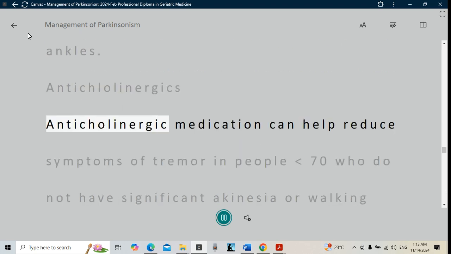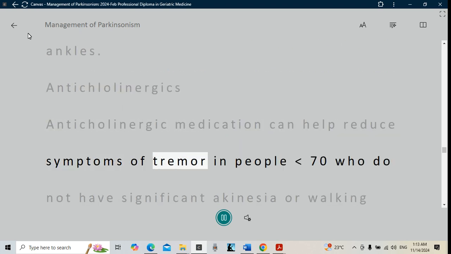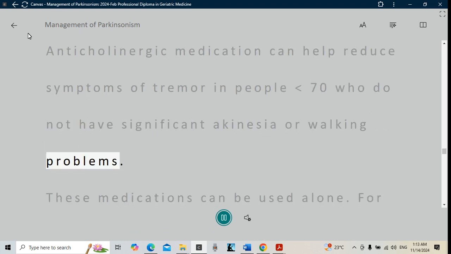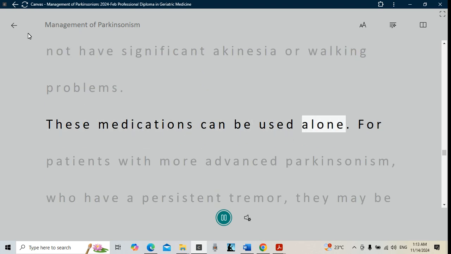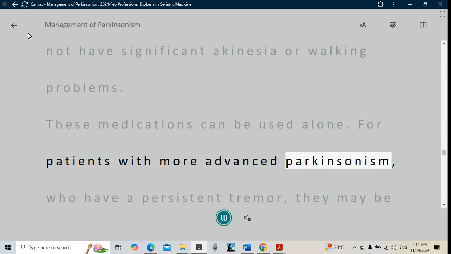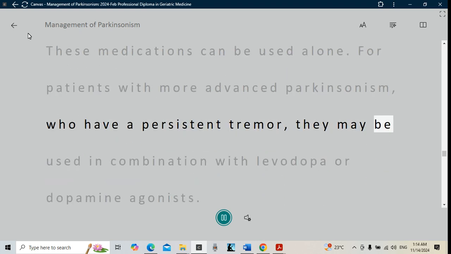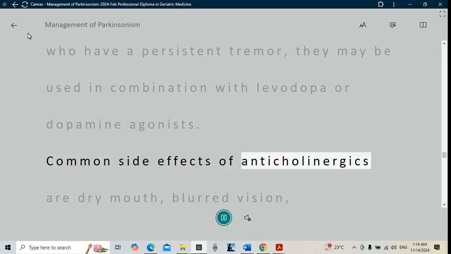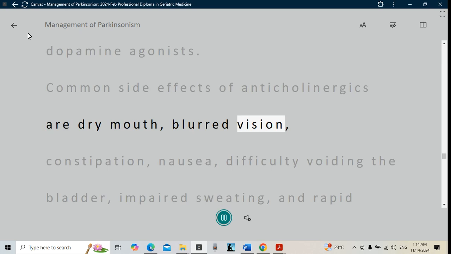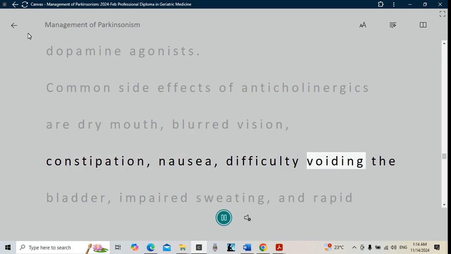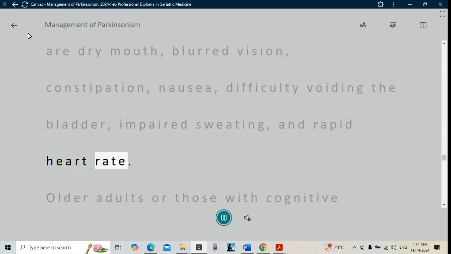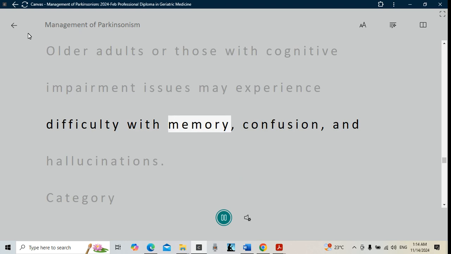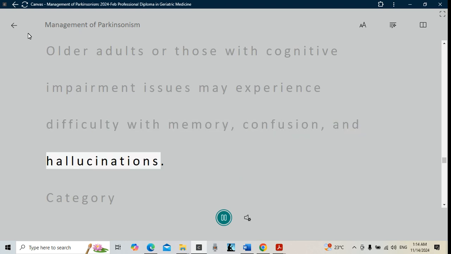Anticholinergics. Anticholinergic medication can help reduce symptoms of tremor in people less than 70 who do not have significant akinesia or walking problems. These medications can be used alone. For patients with more advanced Parkinsonism, who have a persistent tremor, they may be used in combination with levodopa or dopamine agonists. Common side effects of anticholinergics are dry mouth, blurred vision, constipation, nausea, difficulty voiding the bladder, impaired sweating, and rapid heart rate. Older adults or those with cognitive impairment issues may experience difficulty with memory, confusion, and hallucinations.